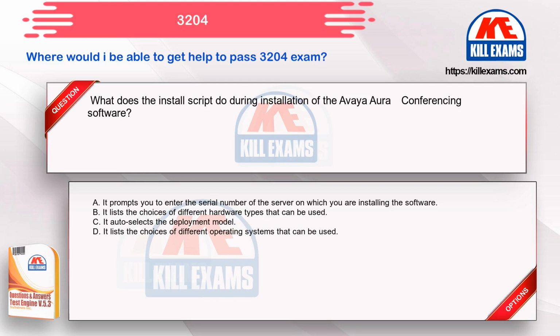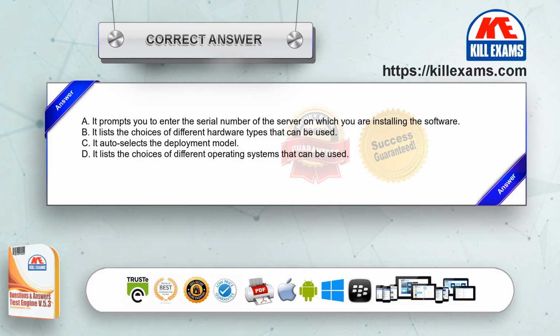Option C. It auto-selects the deployment model. Option D. It lists the choices of different operating systems that can be used. The correct answer is option B.